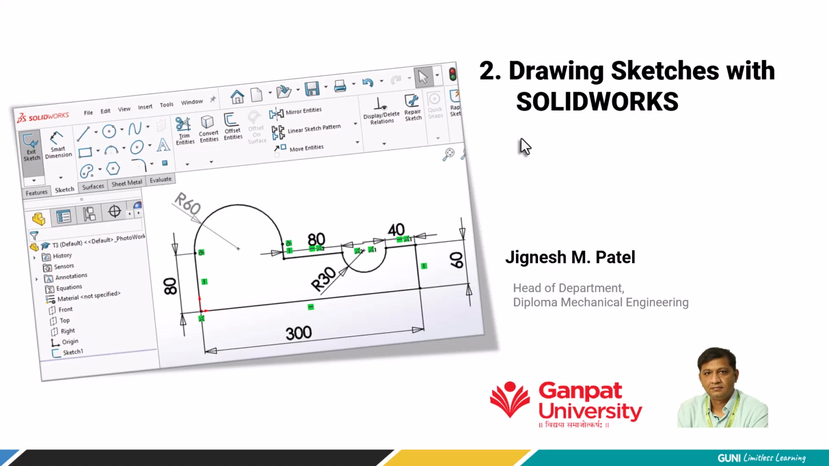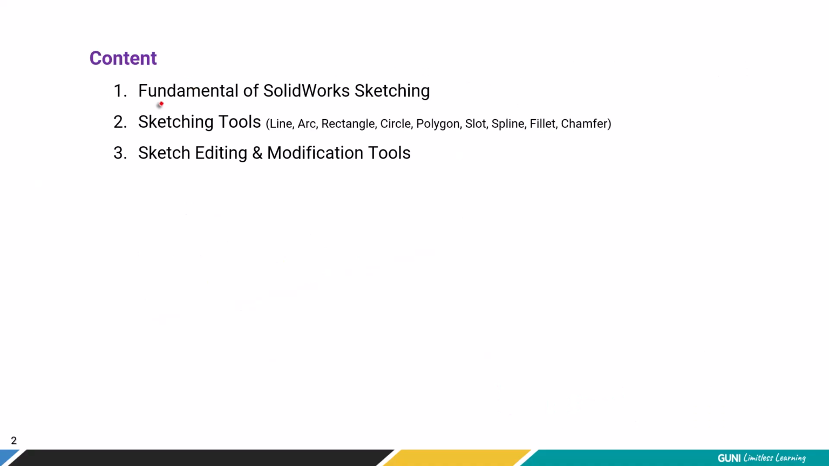Hello everyone. In this module 2, we're going to learn about sketches, how to create sketches in SolidWorks. Under this, we are going to cover the fundamentals of sketching in SolidWorks. Then we'll go through the various sketching tools like line, arc, rectangle, polygon, circle, spline, fillets, and chamfer. We will also learn how to edit and modify the sketch using editing and modifying tools.